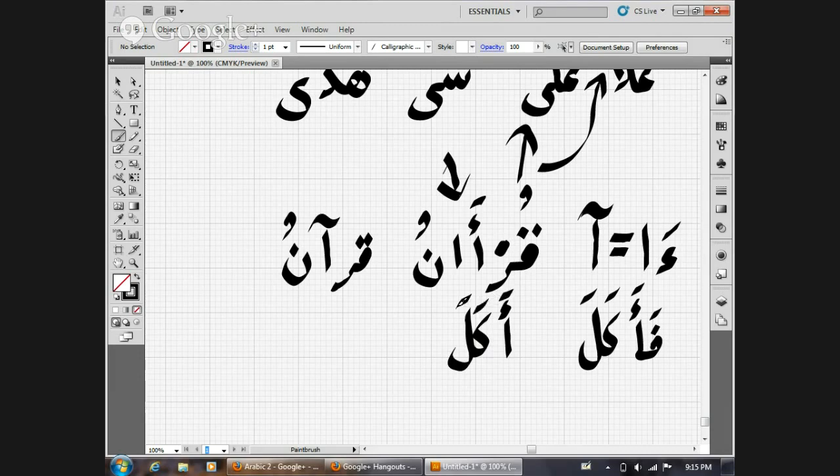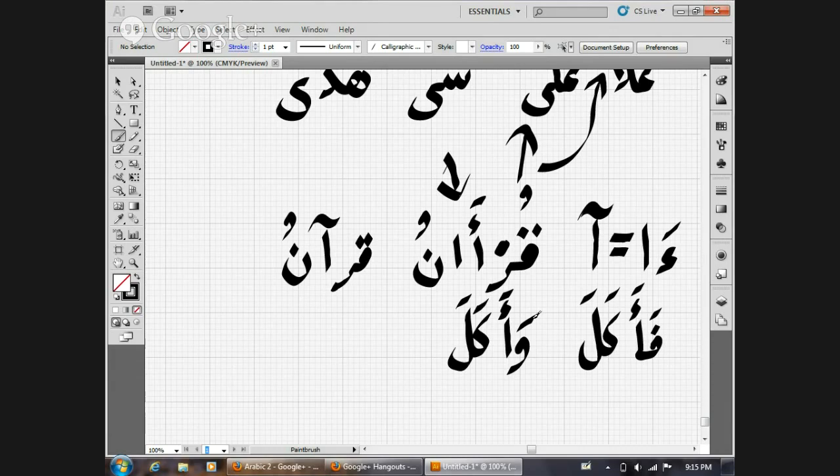Akala. Same example, right? But I'm going to write a wa. And what is special about wa? It's one of the 6 letters that don't do what? They don't connect to the following letters. Right? They don't connect to the following letter. They can connect to the previous letter, but they cannot connect to the following letter.